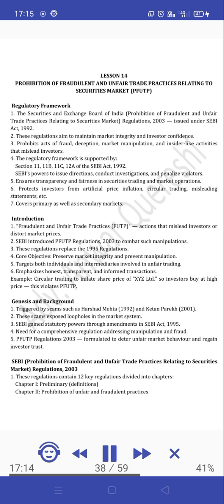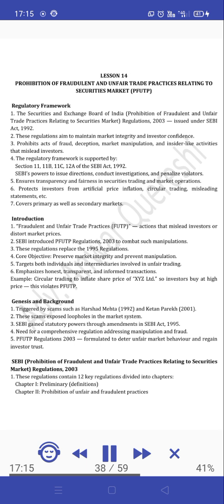Introduction. 1. Fraudulent and unfair trade practices, FUTP: actions that mislead investors or distort market prices. 2. SEBI introduced PFUTP regulations, 2003 to combat such manipulations. 3. These regulations replace the 1995 regulations. 4. Core objective: preserve market integrity and prevent manipulation. 5. Targets both individuals and intermediaries involved in unfair trading. 6. Emphasizes honest, transparent, and informed transactions.